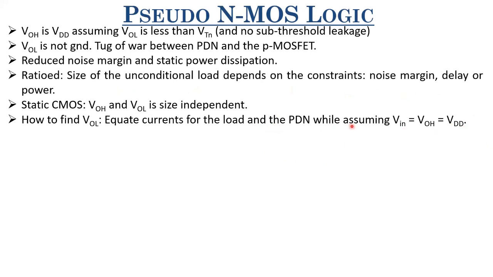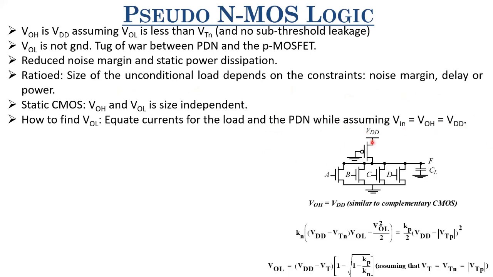Once you do that, let's say you have a circuit like this. Here, what is F? F is simply (A.B.C.D) whole bar, right? Now, let's say that in the worst case, only one of them is turned on. So how can you find the VOL? VOH here is VDD. When VOL is less than VTN, all of these transistors would be off, and this will charge the CL to VDD. So VOH equals VDD, right?